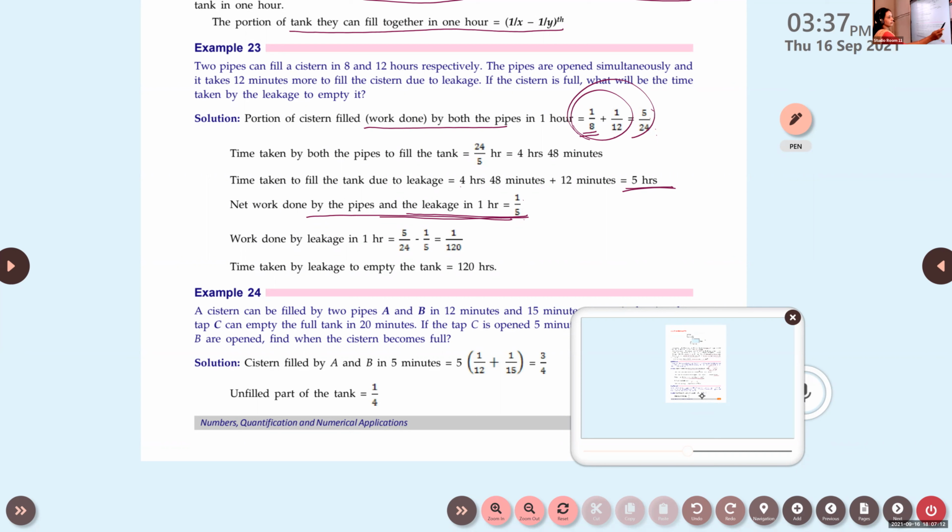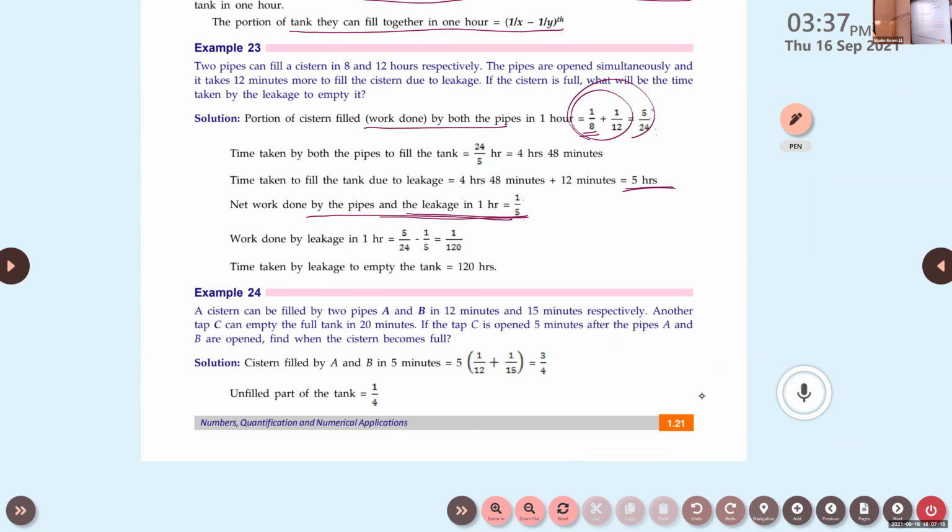Now look at the next one. Listen to the next question. A cistern can be filled by 2 pipes A and B in 12 minutes and 15 minutes respectively. First pipe takes 12 minutes to fill, second pipe takes 15 minutes. Another pipe C is there which can empty the full tank in 20 minutes. Now what is given? If the pipe C is opened 5 minutes after the pipes A and B are opened, find when the cistern will become full.